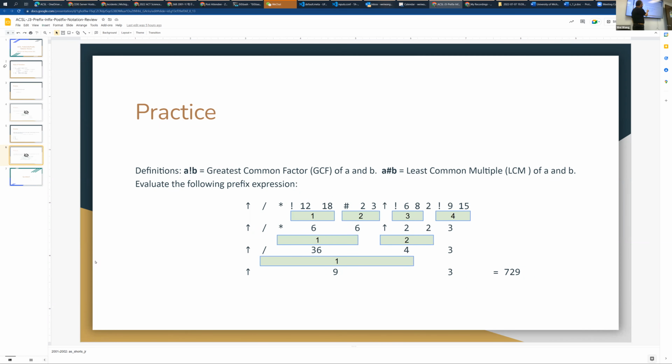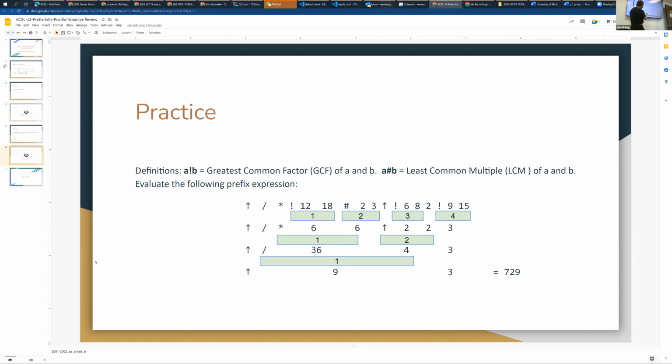The greatest common factor between 12 and 18 is 6, right? And then the least common multiple, which would be basically 2 times 3, because these two don't share any common factor. So that's 6. And now between 6 and 8, the common factor is 2, and here also 3. After that, this is the expression we've got now, right?